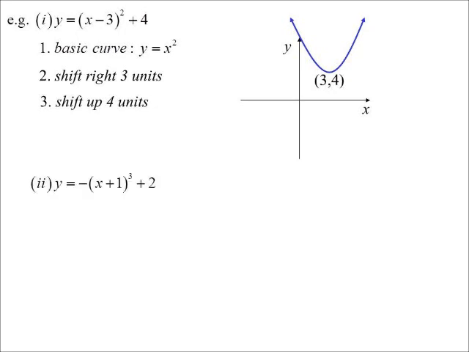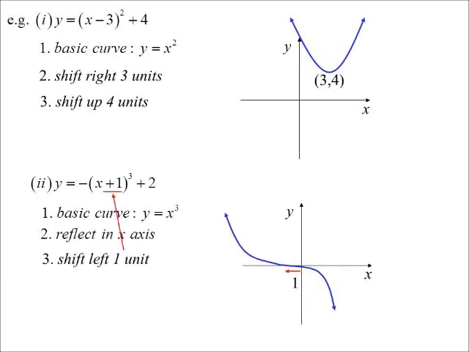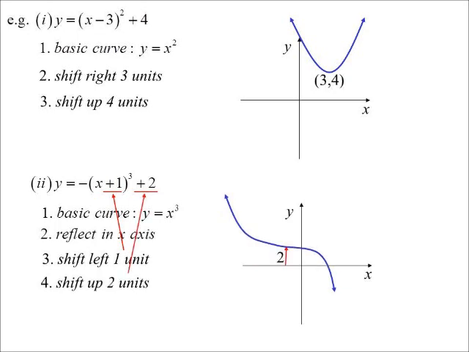Okay, same idea. Let's do it with a cubic. This time I have a minus out the front as well. So I know the basic shape is my dodgy looking cubic. Now the minus out the front of the function of x tells me I'm going to reflect in the x-axis. So it's now got that shape. Then, grouped with the x, tells me I'm going to shift left 1 unit. So let's move it there. And then we also have a shift up 2 units. And so there is the position of our new curve. What was at 0, 0 is now at the point minus 1, 2.